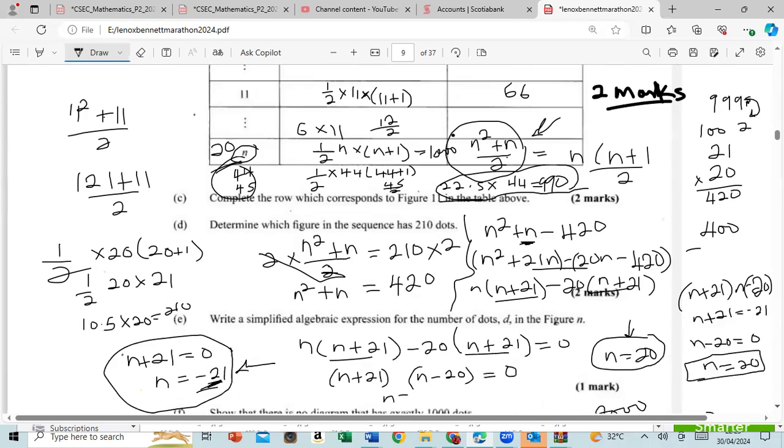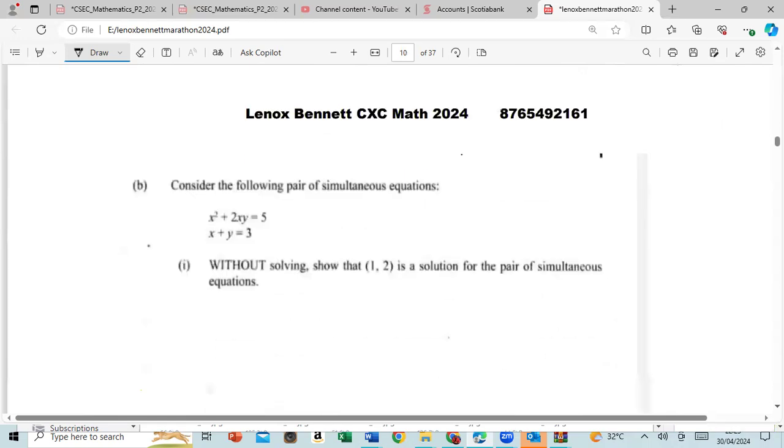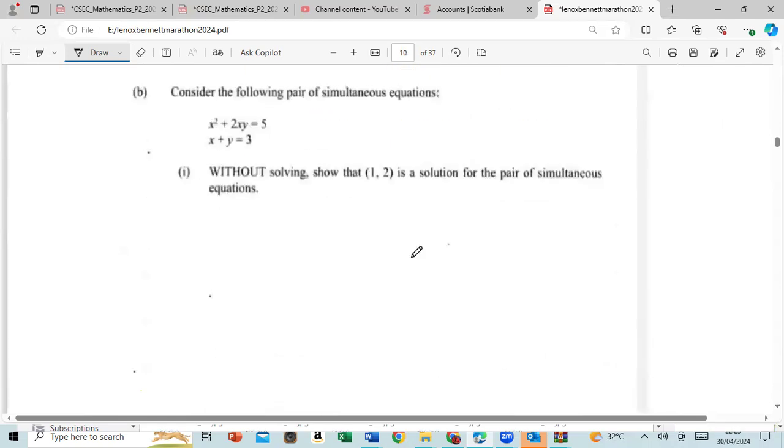Alright, let me just run through the last part, and tomorrow we start back with the same thing, because we're so tired. So all we do now, they say without solving, show that x is 1 and y is 2. So wouldn't you just put them in the formula and see if it works out?